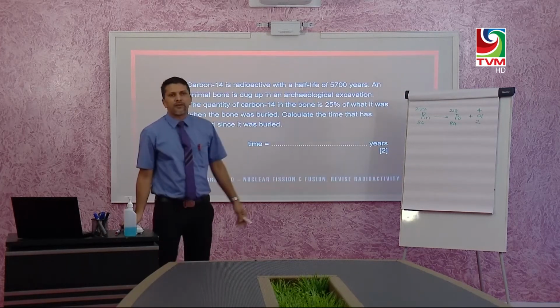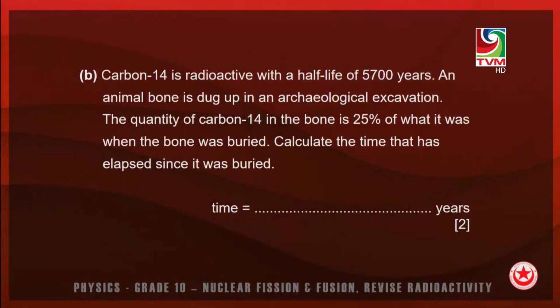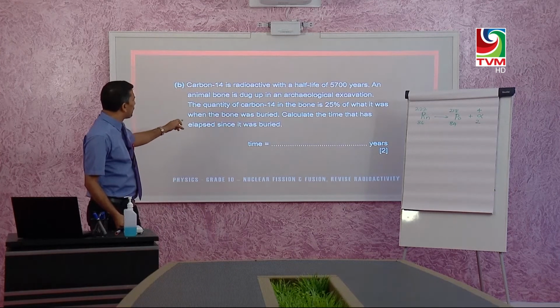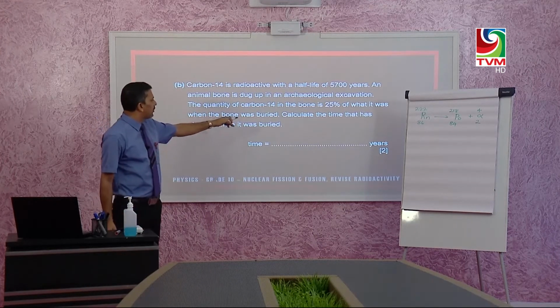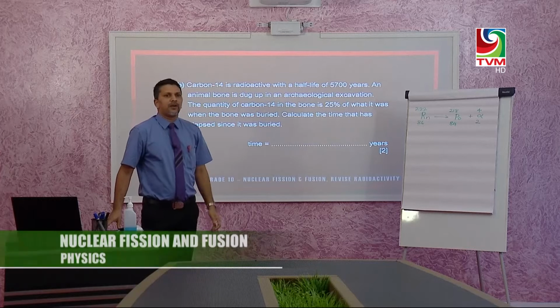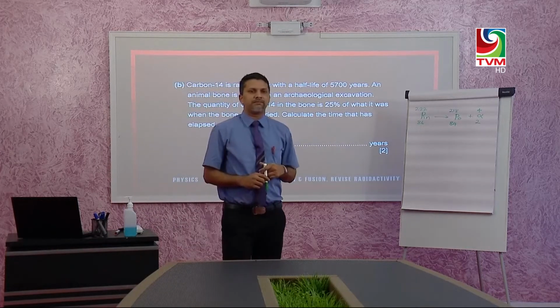Then the second part of this question. It's also a calculation question, a half-life calculation. Here, carbon 14 is radioactive with a half-life of 5,700 years. An animal bone is dug up in an archaeological excavation. The quantity of carbon 14 in the bone is 25%. That means only 25% remains now. What was it when the bone was buried? Calculate the time that has elapsed since it was buried. We have to find the time taken.